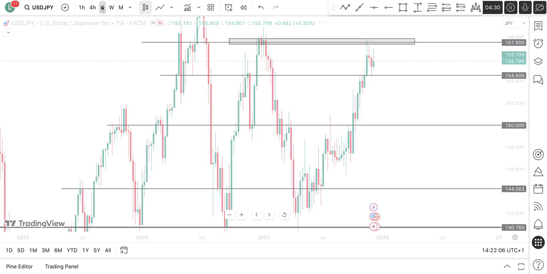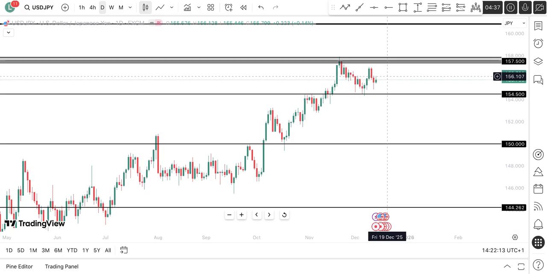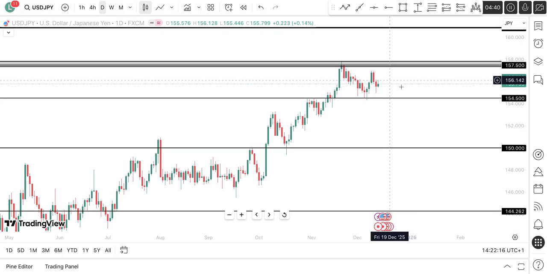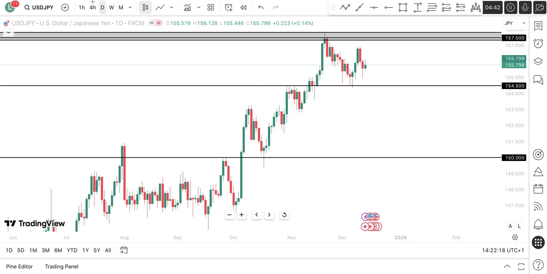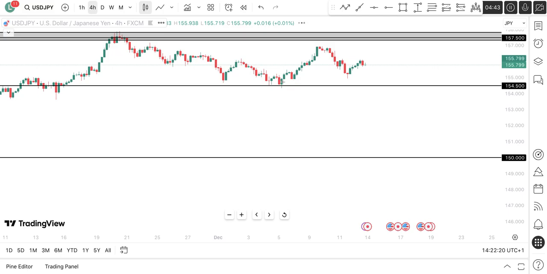The daily time frame was very much bullish, meaning we could also look for buys. But then, when the Fed rate came out, when the news came out, I was still in this trade. I was holding this trade all the way from 154,500, like so, right?